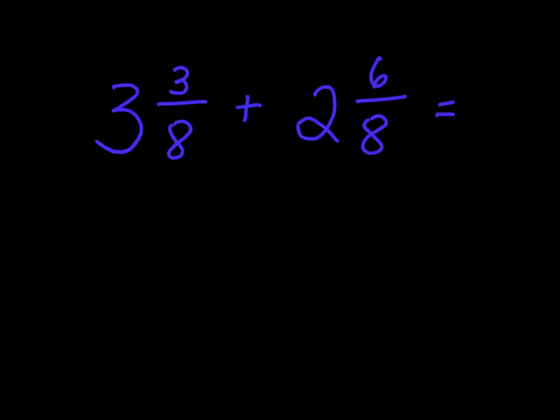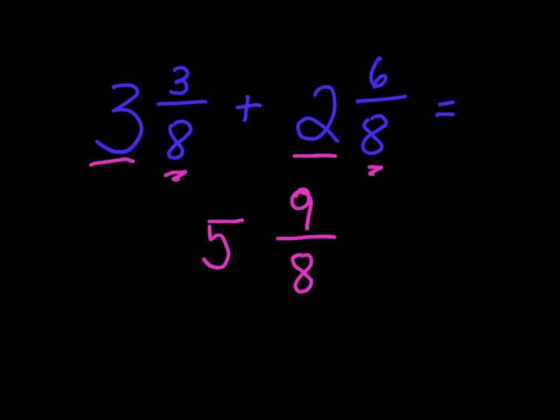3 and 3/8 plus 2 and 6/8. Okay, again, let's add up our wholes, which is a 5. The denominators stay the same because they are alike, so we have 8s. The numerator is 3 plus 6, which is 9. So 5 and 9/8 is our mixed number.